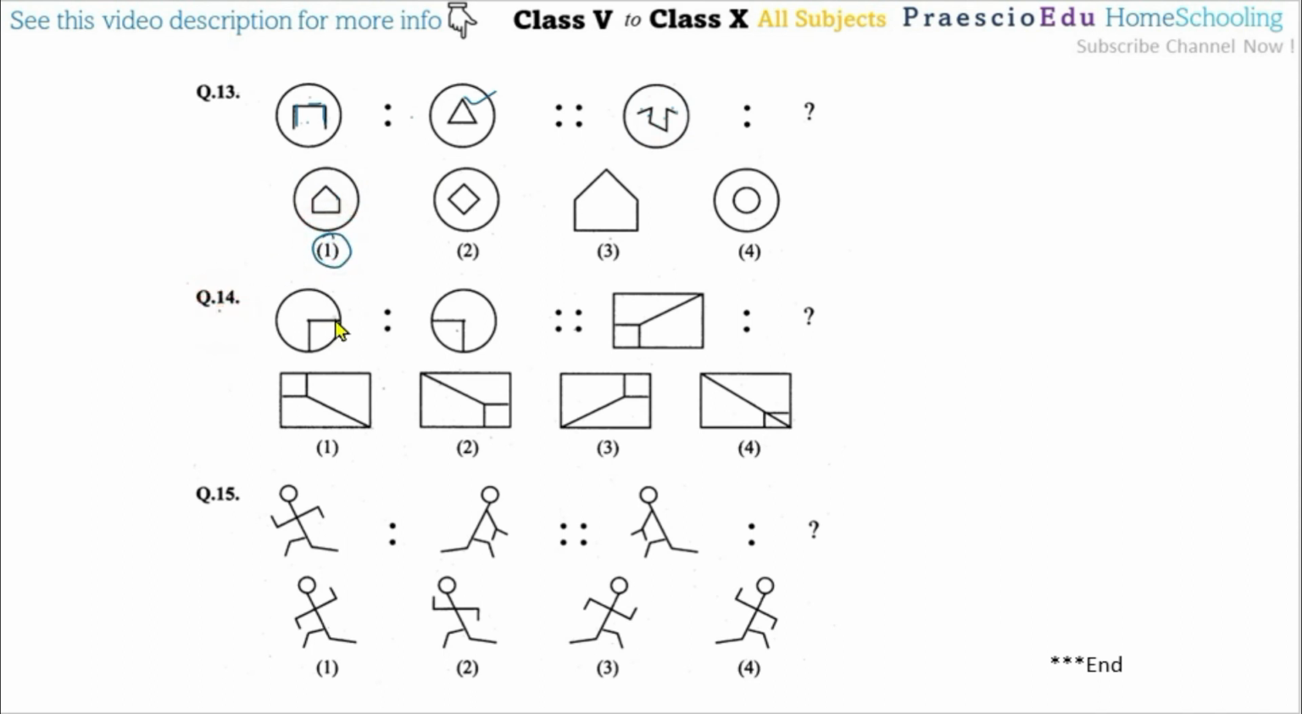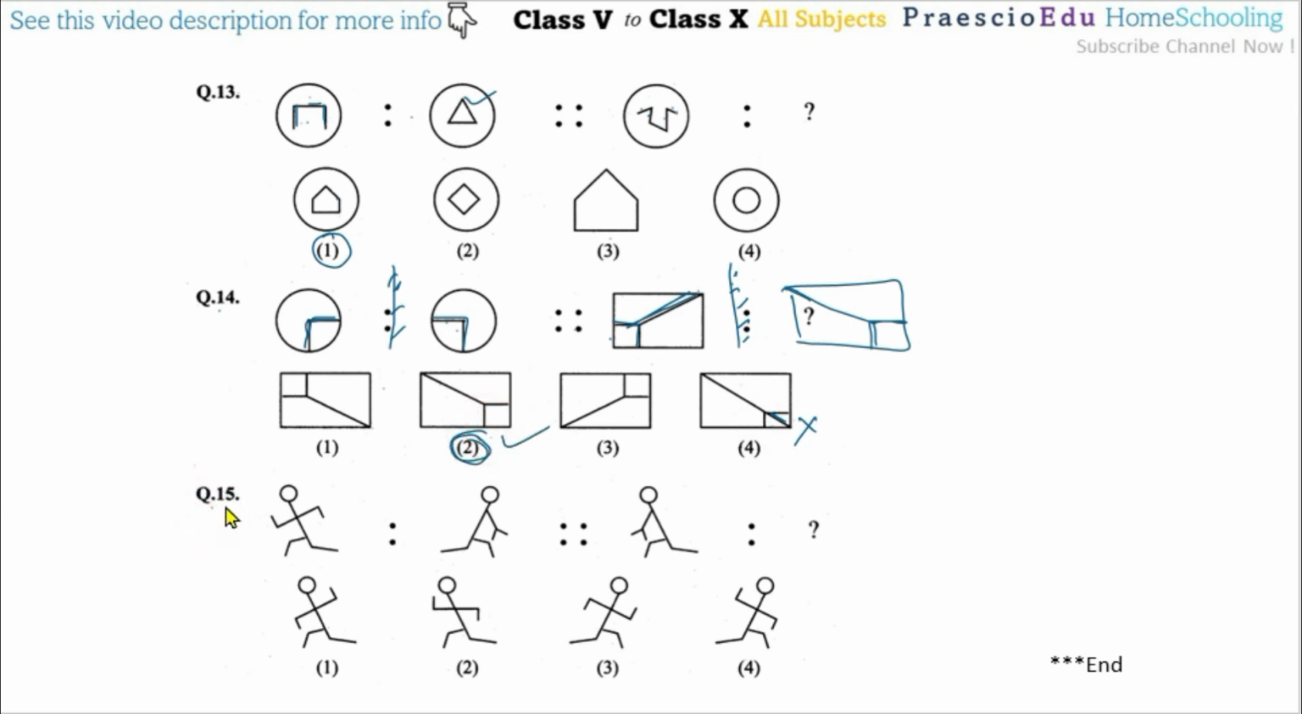Question number 14. This quarter of the circle is shown with a mirror image. So the same we have to keep as the mirror image here. So this will be like this. This image line is inclined from this point, so it will look like this, and this small rectangle is in this corner. So in a mirror it will look like this one, and this is given in option number 2. Option number 4 has some extra line, so that's why it is incorrect. So option number 2 is the correct one.